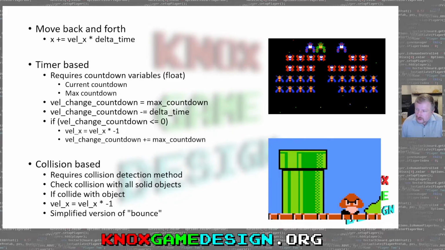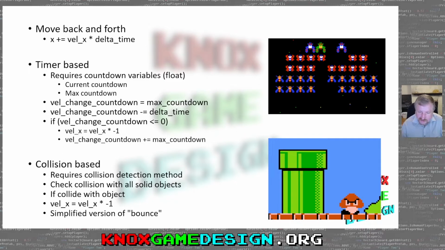The other way you could handle this is like in the second example, I have a Goomba down there from Super Mario Brothers. So it doesn't care about time. It's going to use a collision-based back and forth. So as this enemy is moving along in the X direction, when it collides with an object, a block, a solid object, then that's the time it's going to start moving in the other direction. So it's going to use the same velocity X, gets velocity X times -1.